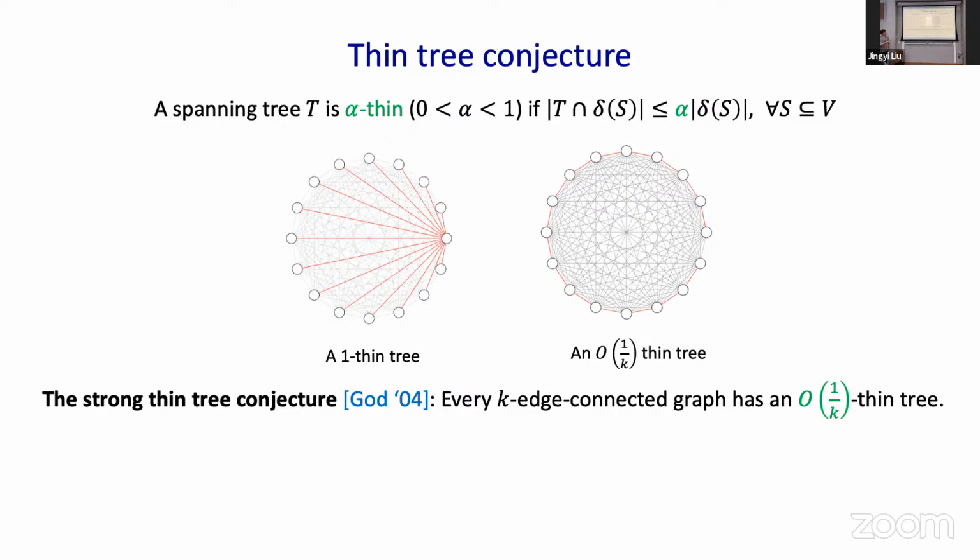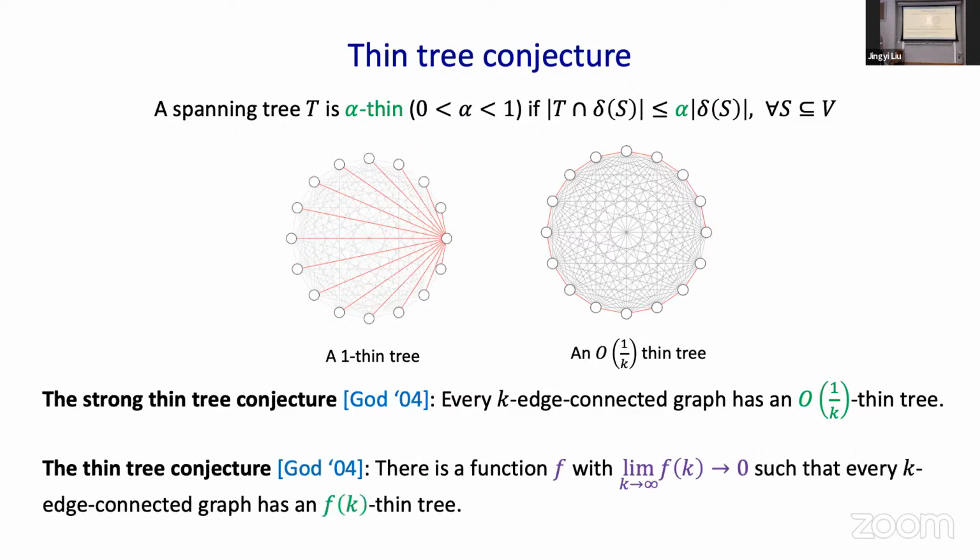Okay, so Goddyn conjectured that every k-edge connected graph has an order 1 over k thin tree. And this is the best you could do, right? Because if you have a cut with k edges, the tree has to take at least 1 of them. So you certainly can't do better than this. This is called the strong thin tree conjecture. And you can see it's true on the complete graph, because here k was n-1, and we found a thin tree.